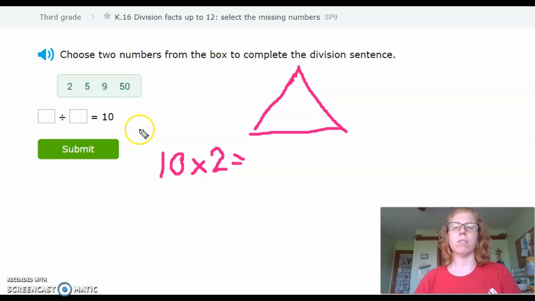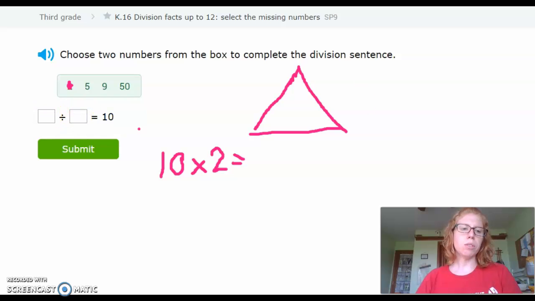10 times 2 is what? 20. Do we see a 20 up here in the box? No, we don't, so I'm going to get rid of the 2. Let's try out 10 times 5. What's 10 times 5? 50. Do we see a 50 in the box? Yes, we do. So I know that I can put a 5 down as my divisor and a 50 down as my dividend, because 50 divided by 5 equals 10. So let me erase that and type that in.